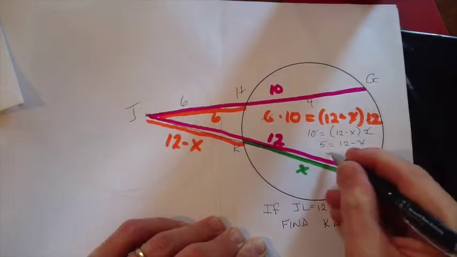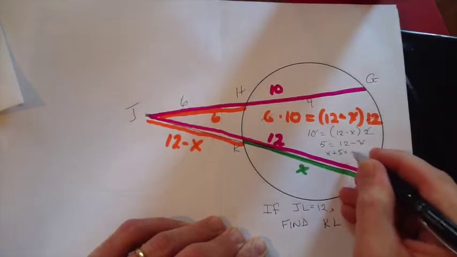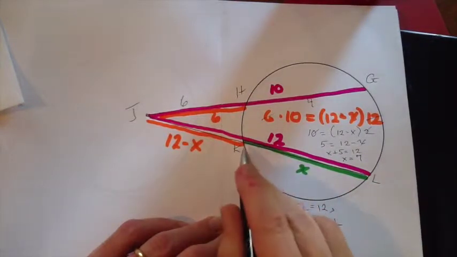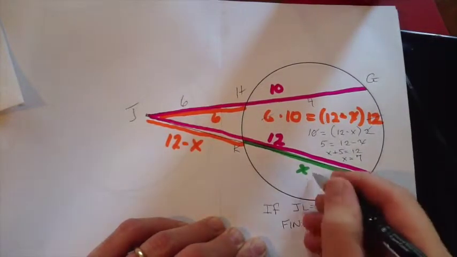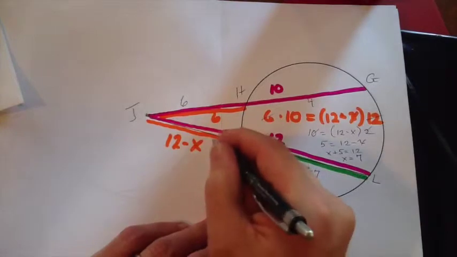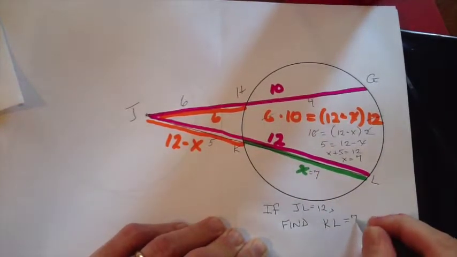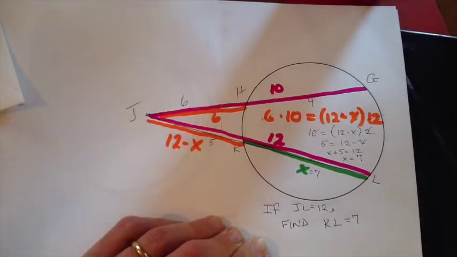We can add x to both sides and subtract 5 from both sides. And that makes this distance here equal to 7. This distance over here is equal to 5. This is the one we care about. KL is equal to 7.